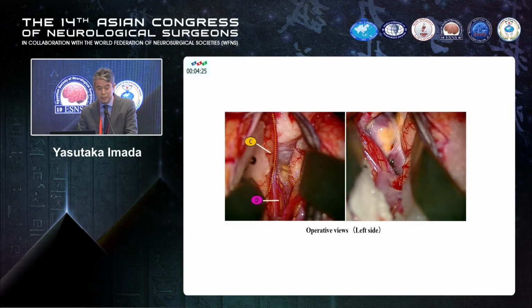C and D, okay? When you proceed the dissection to the proximal portion and dissect the surface D, finally you can expose from the ICA to M1, like this.